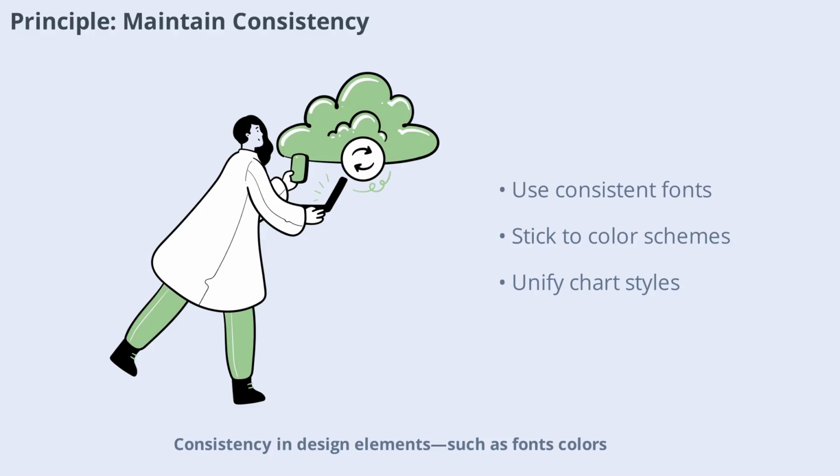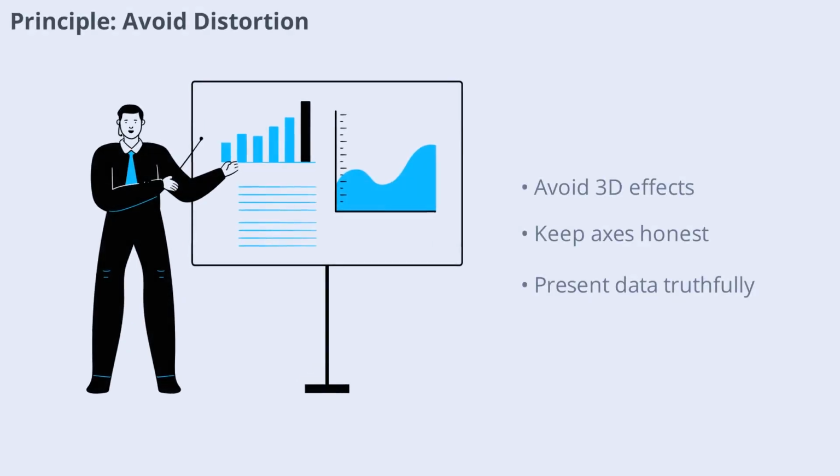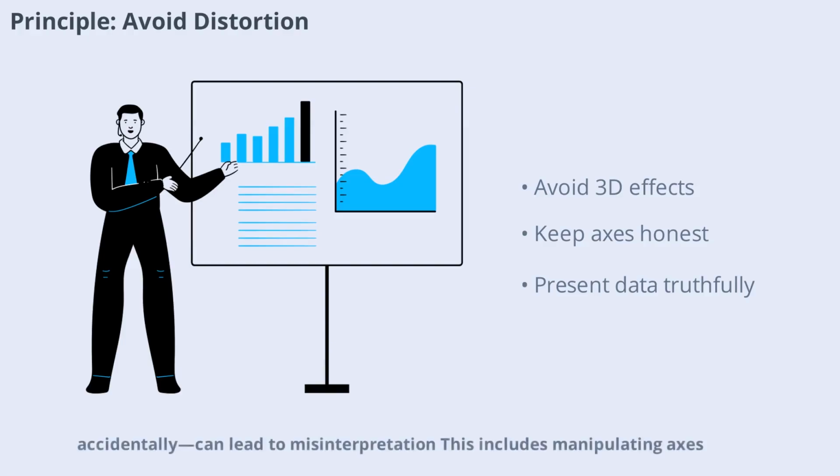Consistency in design elements such as fonts, colors, and chart styles makes your visualizations look professional and easy to follow. Inconsistent visuals can distract or confuse viewers. Establish a style guide for your data visualizations and stick to it, ensuring a cohesive look across all your charts and graphs.